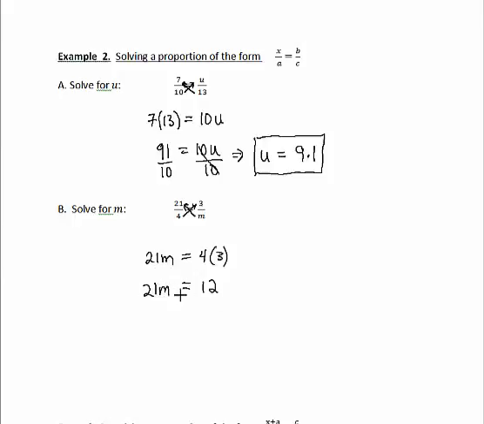and so here we have a one-step equation. Divide both sides by 21, and it turns out that 12 over 21 can be simplified using a 3. Divide the top and the bottom by 3 to get the simplest form of the fraction, which is 4/7.